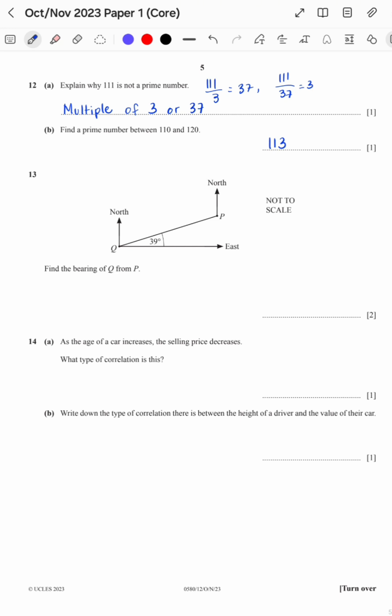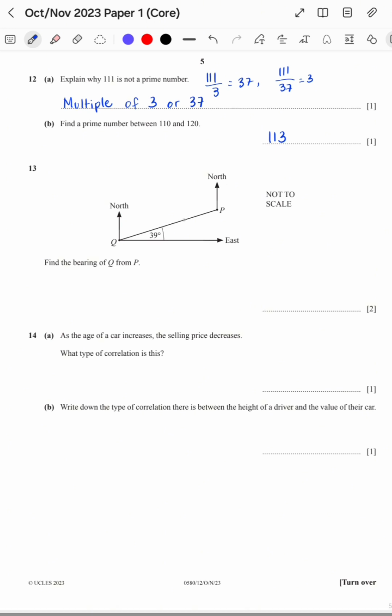Next, find the bearing of Q from P. So let's find this. We know from here, it's going to be at 90 degrees. So 90 minus 39 gives 51 degrees. 51 degrees plus 180 degrees is going to equal 231 degrees.